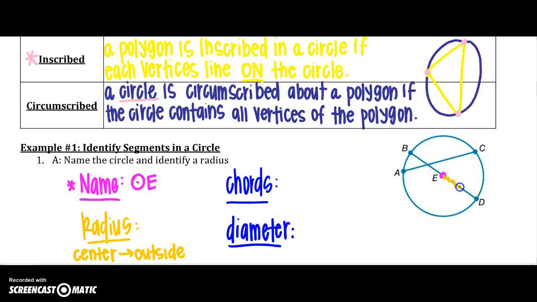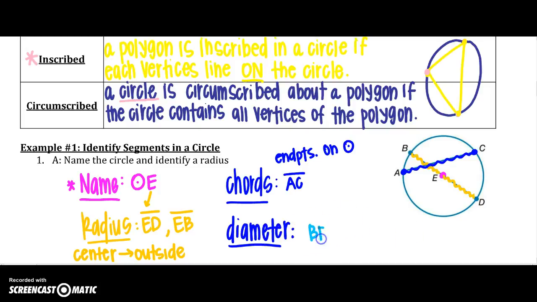So one might be ED. Notice my center point needs to be included. I could also say EB is also a radius, because it goes from the center point to the outside. They didn't ask for this, but a chord. Remember, a chord has endpoints on the circle. Alright, so A is on the circle and so is C, so I could say that AC is a chord. And then my diameter goes through the center, so BD would be my whole diameter. And remember, the diameter also fits into a chord. So every chord isn't a diameter, but every diameter is a chord.